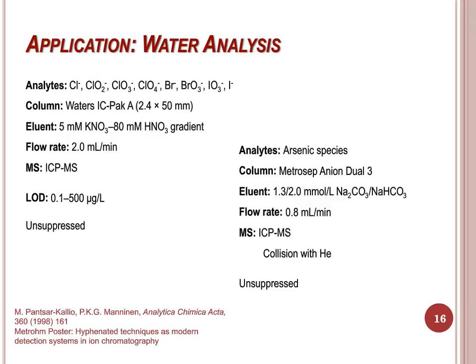A multi-analyte ICP-MS method was demonstrated by Pantar-Kallio et al. using a gradient of nitric acid and potassium nitrate for the separation and detection of 8 halogenides and oxyhalogens in drinking water. Using the Waters IC-Pak A, which is a standard trialkylammonium functionalized polymethacrylate resin, the authors developed a fast separation in under 7 minutes. Nitric acid did not introduce any significant interference or result in cone contamination.